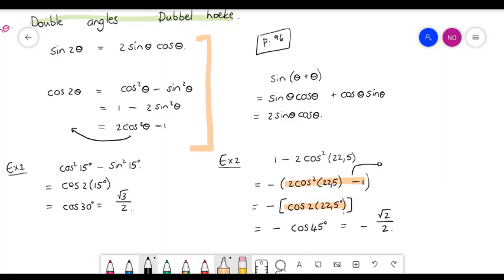But instead of theta he now has 22.5. So it was 2 cos squared theta minus 1 is equal to cos 2 theta. But in the place of theta, I now have an actual angle.